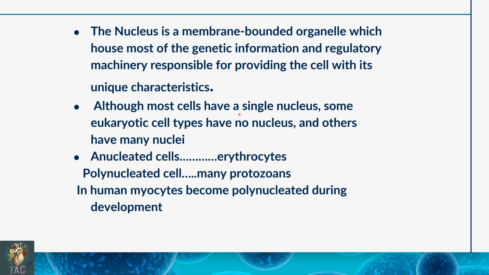Although most cells have a single nucleus, some eukaryotic cell types have no nucleus and others have many. An anucleated cell, for example, is the erythrocyte or red blood cell, and polynucleated or multinucleated cells like many protozoans. In humans, the myocytes become polynucleated during development. So these are different examples of cells having either a single nucleus, or they are anucleated or polynucleated.